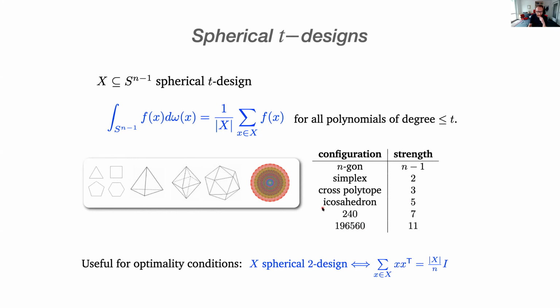And these spherical t-designs are useful for optimality conditions because, if you rewrite what a spherical 2-design is, then this is equivalent to saying that the sum over all x in X of x times x transpose is a multiple of the identity. And these are exactly the summands we had in the previous formulas, that we have to sum over all elements of S4, or we have to sum over all elements of S6. And it turns out that they are all 11-designs. So in particular, there are also 2-designs. So in the previous formulas, we can simplify these large sums as multiples of the identity.